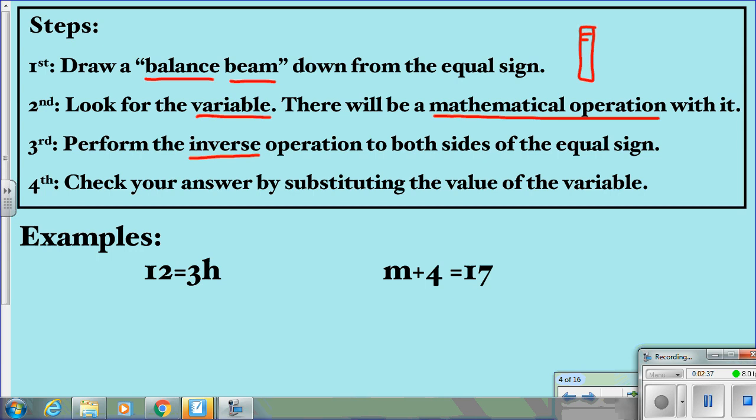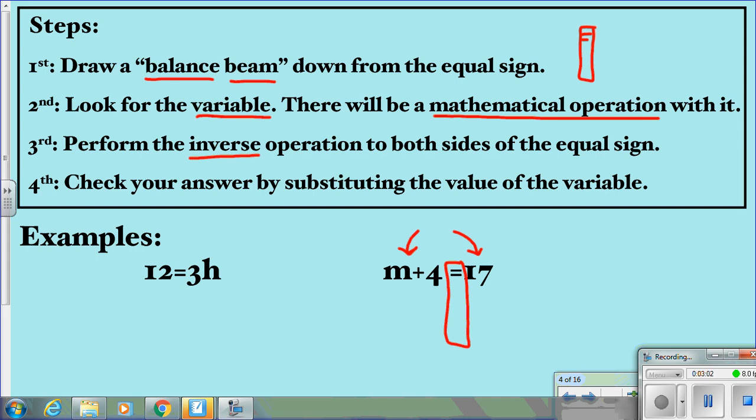First step says to draw the balance beam down from the equal sign. Now, for the second step, your variable can be on the left-hand side of the equal sign, or it can be on the right. You need to look for it. It doesn't matter where it is. It's not always going to be on the same side of that equal sign. So the second step, look for the variable. There will be a mathematical operation with it.